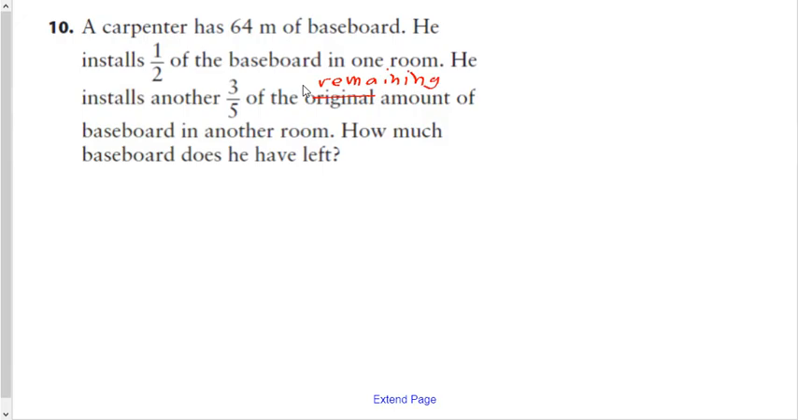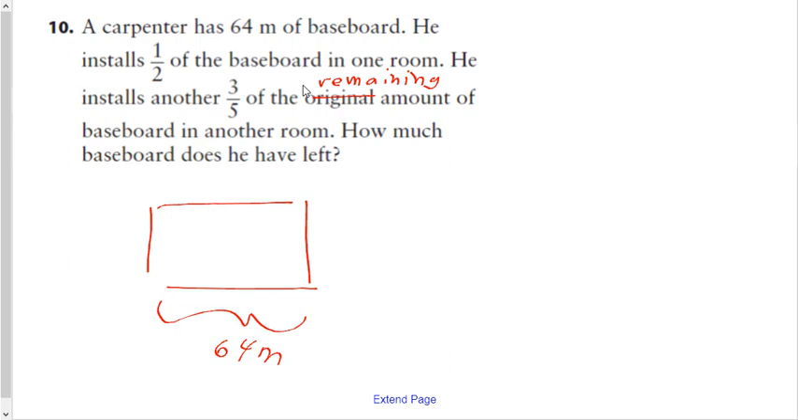So same methodology as the last one. A carpenter has 64, this is his total amount of baseboard. He has 64 meters of baseboard. He installs half of the baseboard in one room. So if we do half of 64, I think everybody can do this. He installs 32 meters in one room. Now, how much baseboard does he have left?